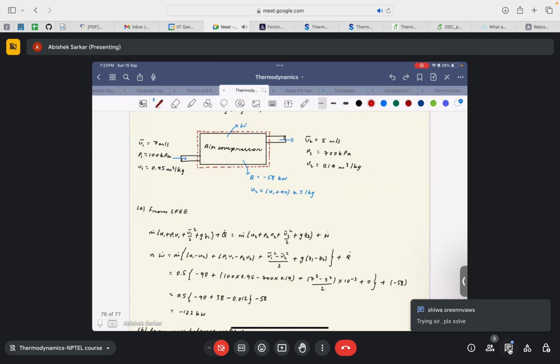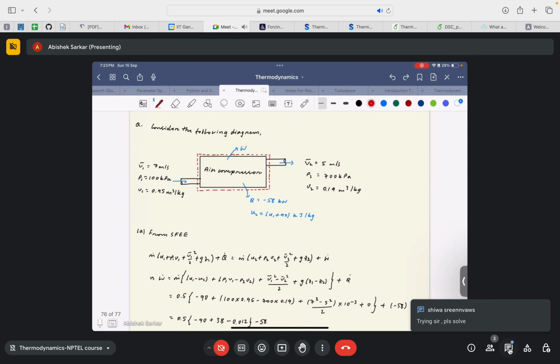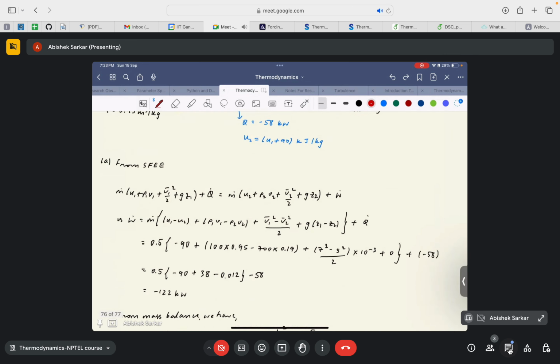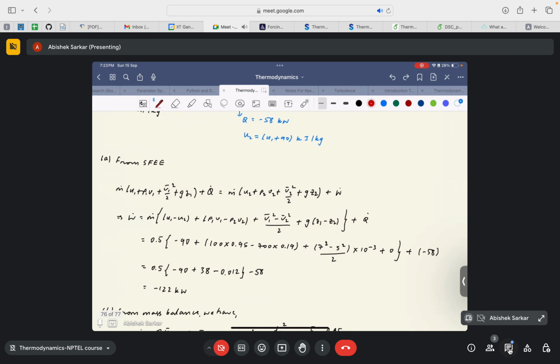Trying sir, please solve. Okay, thank you. You can go look to the solution once. Just cross verify. You can continue with your calculations, but just try to cross verify it with the solution that I have written on the screen. Then you can let me know whether you understood or not. Okay, take your time. It's fine.